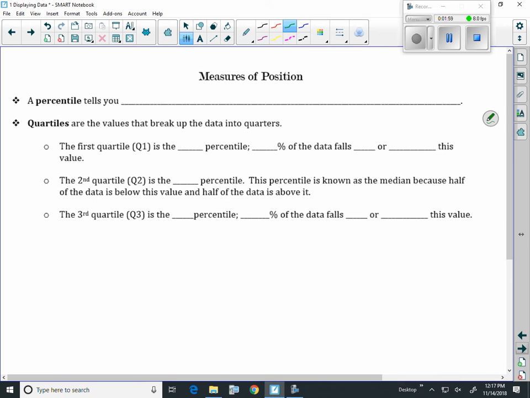A percentile. Okay, a percentile tells you the section. No. How do I want to say this? I had such good wording in my notes. Let me look it up because I want it to be perfect for you.